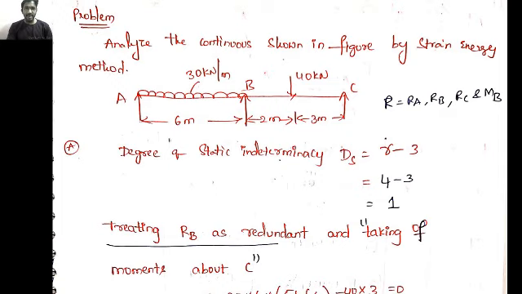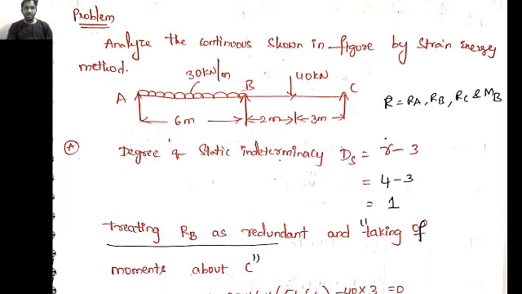What about MA and MC? Here the end supports are hinged or roller supports, so there is no moment for a hinge support. That's why MA and MC will be 0. Only MB will appear.